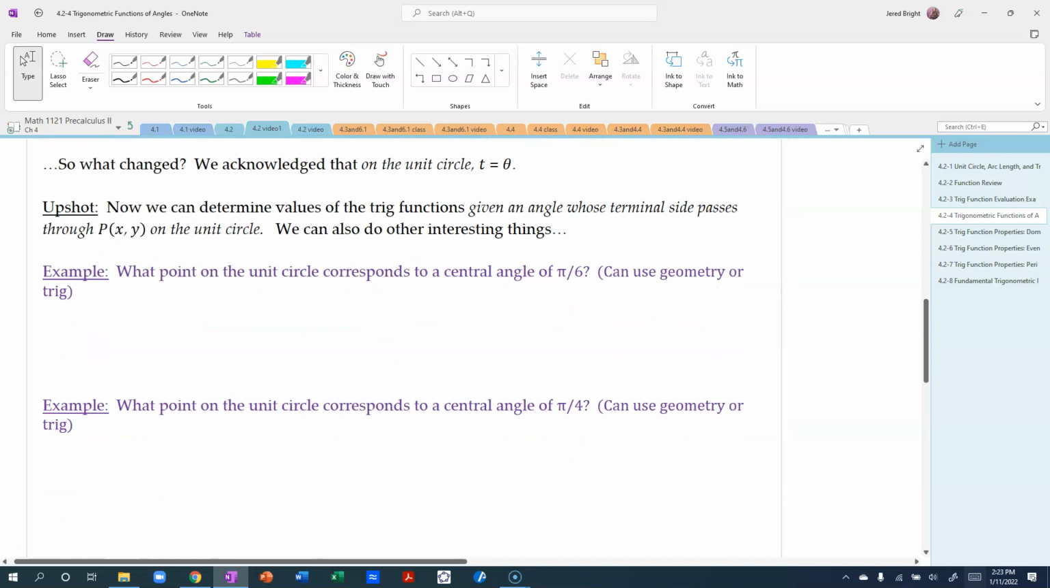Now, the upshot of all this is we don't have to be given an arc length. We don't have to worry about it. We can just work with a central angle. And this can allow us to find some very nice points and make some other nice conclusions from all this. Okay, for this first example, what point on the unit circle corresponds to a central angle of pi over 6?